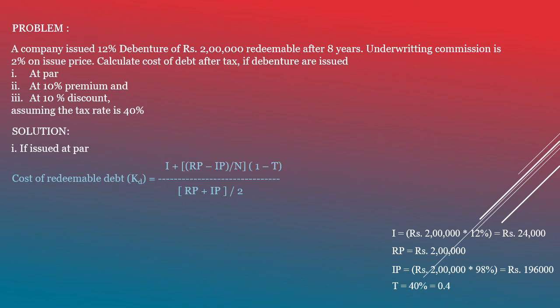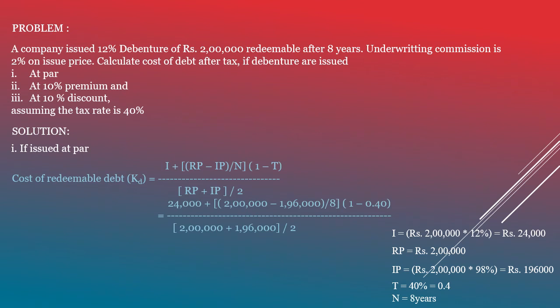Now the next one is T. T is the tax rate. Tax rate is already mentioned, which is 40%, that is 0.4, and N is the number of years. So the total time period is also given. Now we will put these values in the actual formula, and after putting the values we will get the answer, and the answer will be 7.42%. So 7.42% is the cost of redeemable debt when it is issued at par.